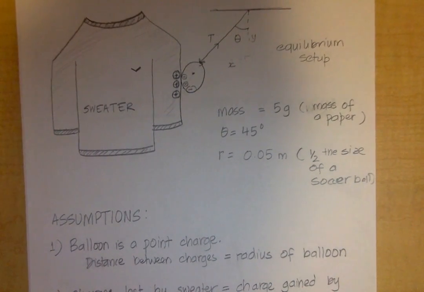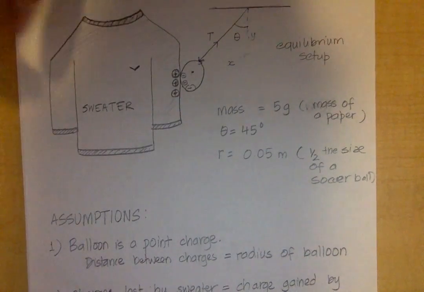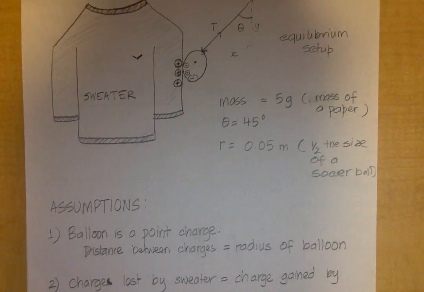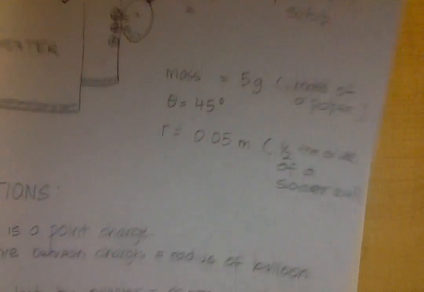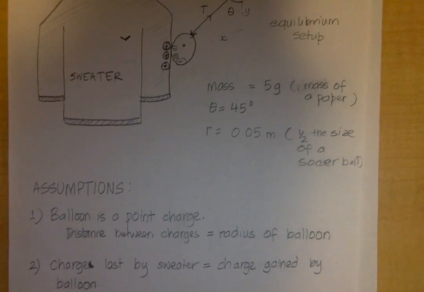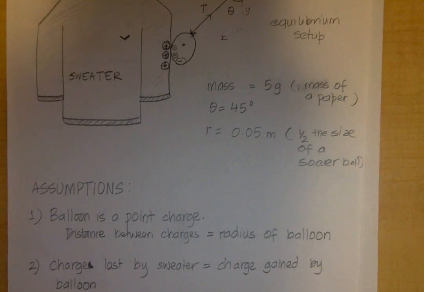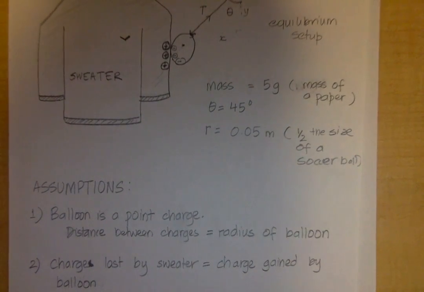So now let's get into the assumptions I'm making in the video. I'm taking the mass of the balloon to be 5 grams. I came up with this number by estimating the mass of the balloon to be around the same as the mass of this piece of paper, which is around 5 grams. I'm taking the angle to be 45 degrees just to make the calculations easier, but we can measure this angle nonetheless. And the radius of the inflated balloon, I'm taking to be 5 centimeters.